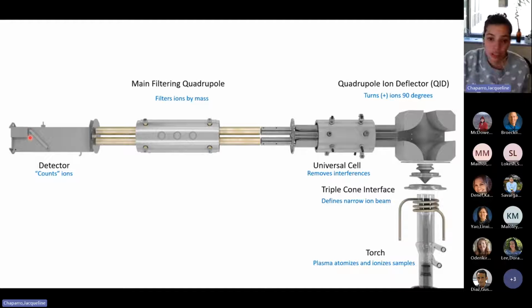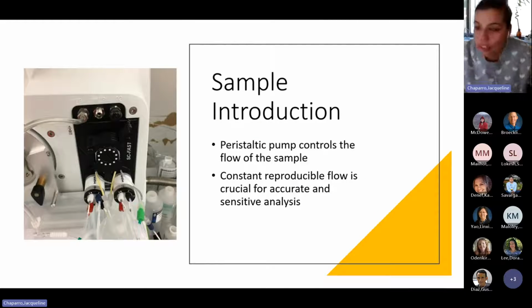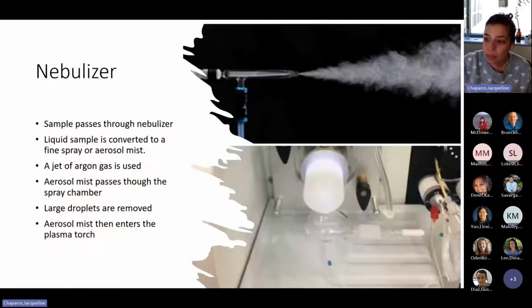And so a lot of these components are really important for ICP-MS analysis. The sample introduction system consists of a peristaltic pump, which controls the flow of the sample. A constant, reproducible flow is crucial for accurate and sensitive analysis. Then the sample is introduced using a nebulizer. Here, the liquid sample is converted to a fine spray or aerosol mist, and this is done by a stream of argon going into the nebulizer. I like to think of this as like a hairspray.